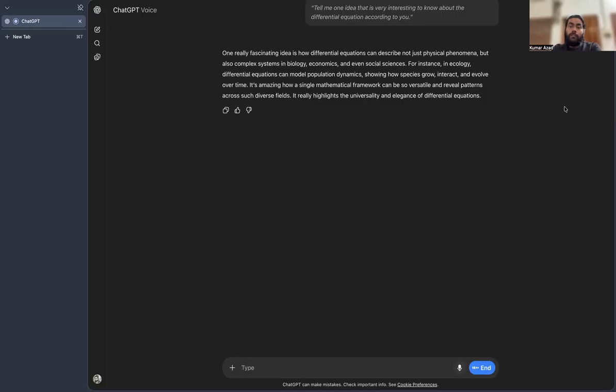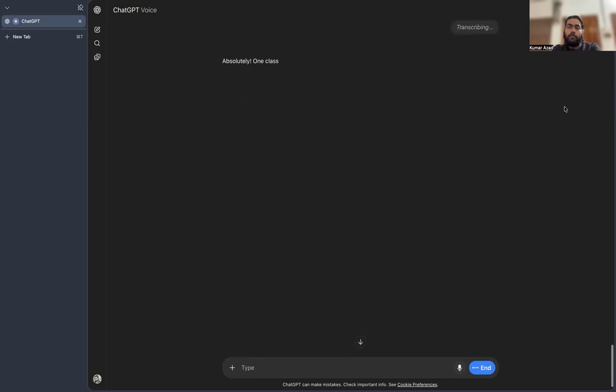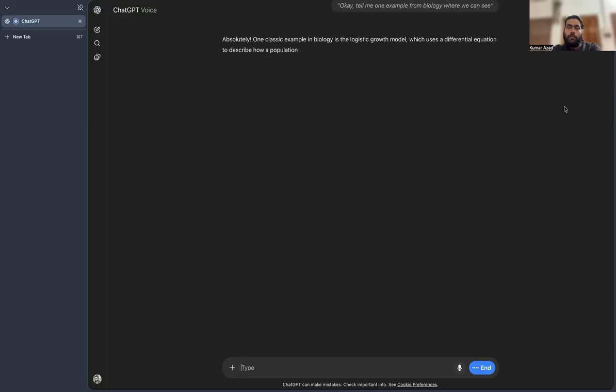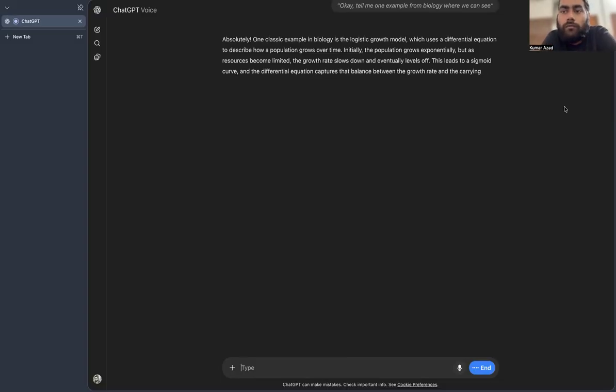Okay, tell me one example from biology where we can see. Absolutely. One classic example in biology is the logistic growth model, which uses a differential equation to describe how a population grows over time. Initially, the population grows exponentially, but as resources become limited, the growth rate slows down and eventually levels off. This leads to a sigmoid curve, and the differential equation captures that balance between the growth rate and the carrying capacity. It's a perfect example of how differential equations help us understand and predict biological phenomena.